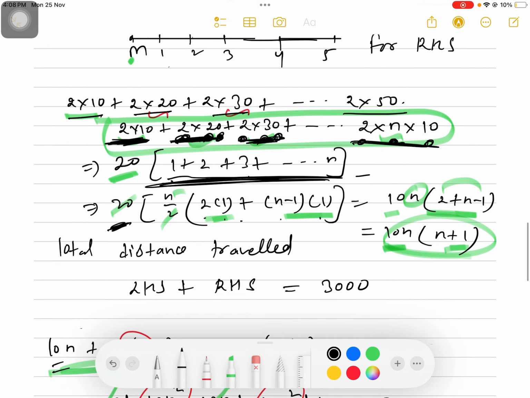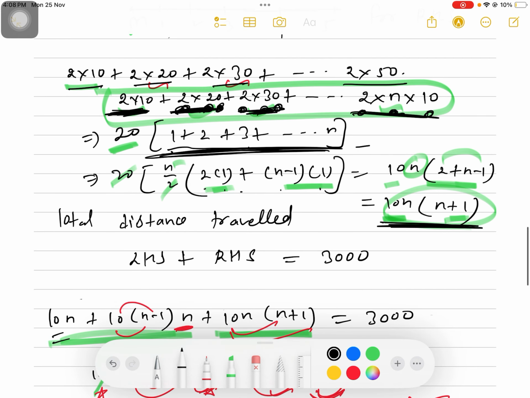So again you can find the sum: 10 outside, 1 plus 2 plus 3 till n, again n by 2 multiplied by 2 into first term plus n minus 1 into common difference. 2 and 2 got cancelled. So what is left? 10n into 2 plus n minus 1. So after calculating, 10n into n plus 1, this is the RHS part.